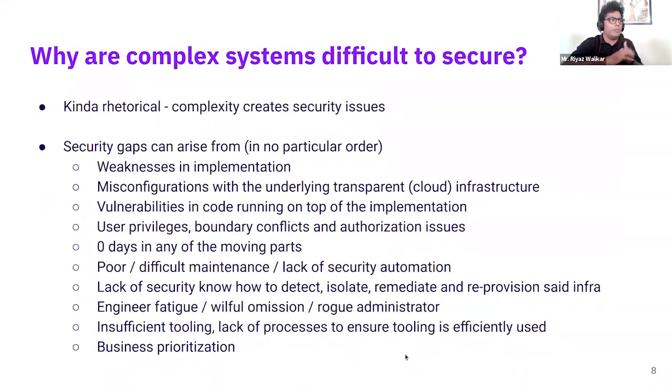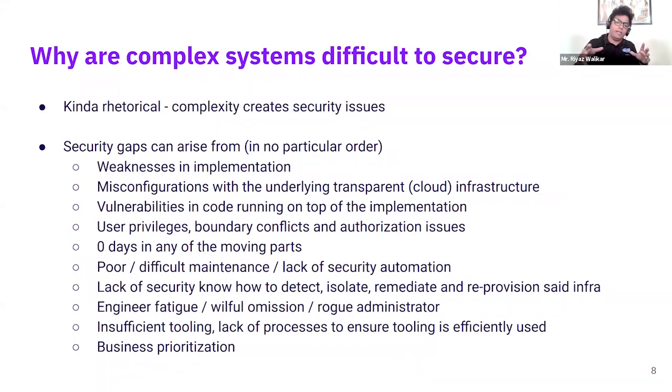It's kind of rhetorical, because complexity creates security issues in a lot of cases. But in my experience, security gaps can arise, in no particular order, from weaknesses in implementation and misconfigurations within the underlying cloud infrastructure itself. Imagine you have your Kubernetes cluster running on top of EKS on AWS. If the AWS account, the IAM role attached to the node, or the EKS configuration itself is set in a relaxed state, there are going to be misconfigurations within the cloud infrastructure itself.